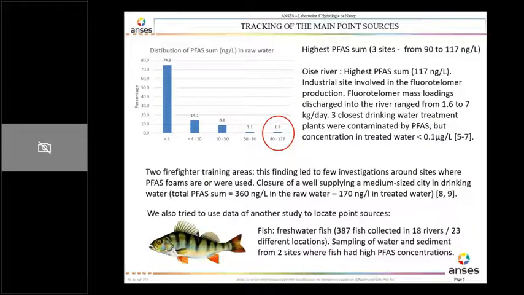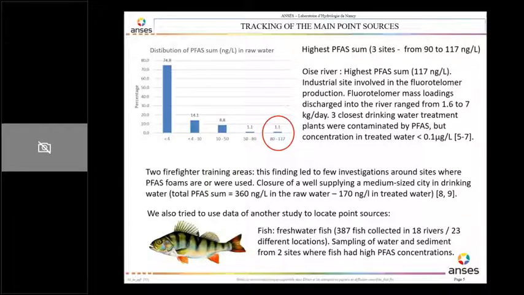We also tried to use data from another study to locate main point sources. In 2011, a study was conducted by our agency to measure PFAS concentration in river fish. The goal of this study was to assess the exposure of the French population through fish consumption. Since some PFAS are bioaccumulative, we thought that this study could help us to find other point sources.